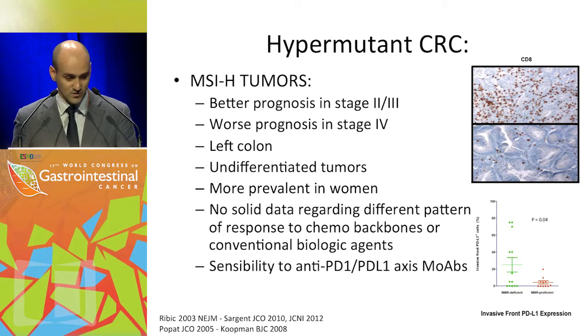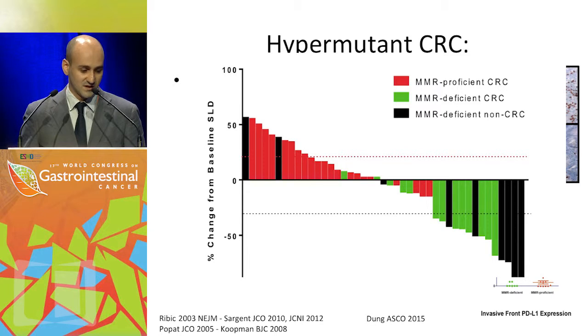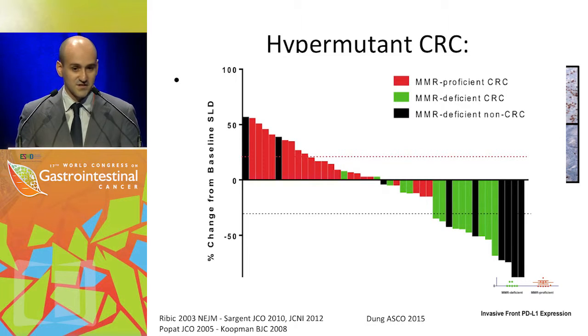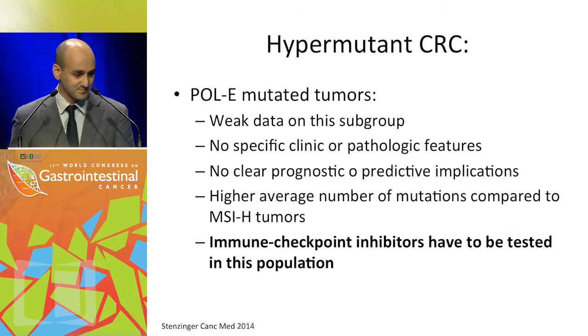And this leads to the possibility of treating these tumors with anti-PD-1/PD-L1 axis agents and obtaining a very good response. Here we see in red the patients with deficient mismatch repair that were treated with the anti-PD-1 agent pembrolizumab, and we obtained a 60% response rate. This is a very interesting response rate because it is in chemorefractory patients. So it's very interesting to identify these patients and expose them to anti-immune agents.